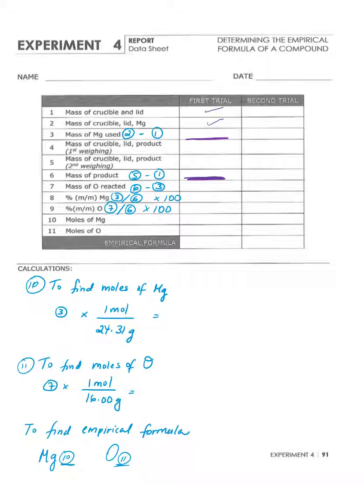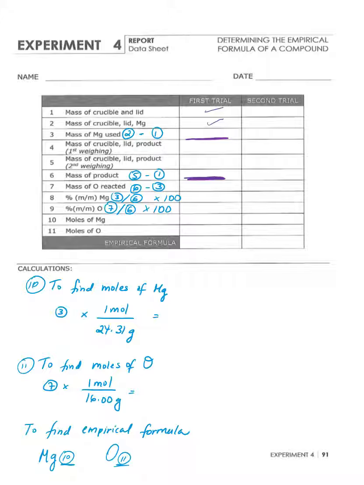So for number 7, to determine how much oxygen you have now in your product, you have the mass of your product, which is the magnesium and the oxygen together in your compound, minus the mass of the magnesium by itself. So the difference between those two masses is going to give you the mass of the oxygen. To get the percentage of magnesium, it will be the mass of the magnesium divided by the mass of your product times 100. And then to get the percentage for oxygen, you're doing the mass of the oxygen divided by the mass of the product times 100.